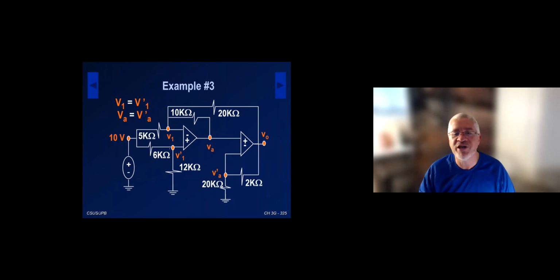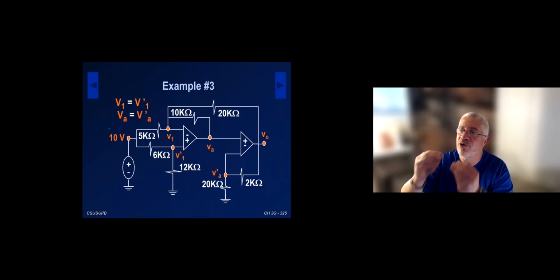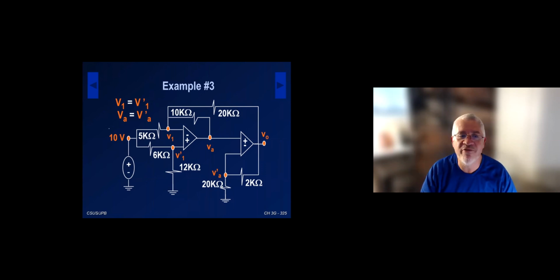But one of the first things I do is recognize that V1 equals V1 prime. Similarly for VA and VA prime, that's the next thing I'm going to say. The two inputs of the second op amp are also at the same value. So VA equals VA prime, but I want to name them differently. Okay, so I just want to make sure that you see that.